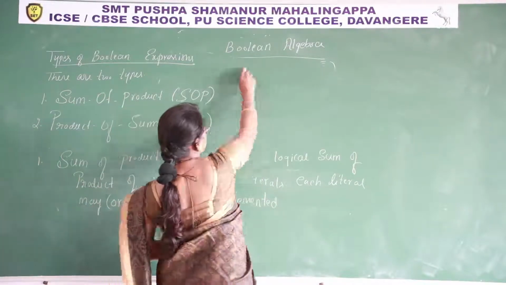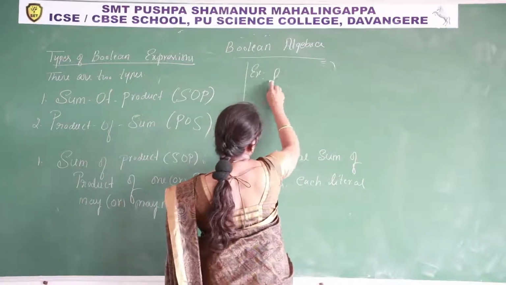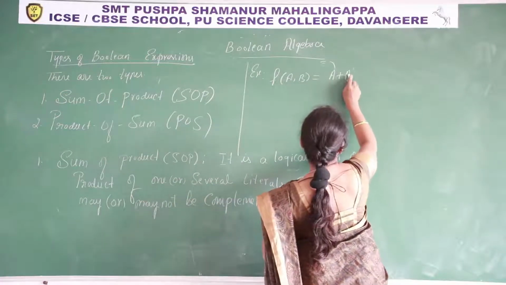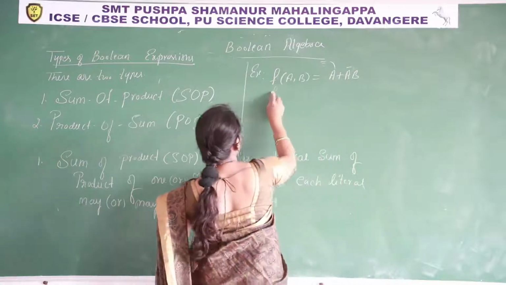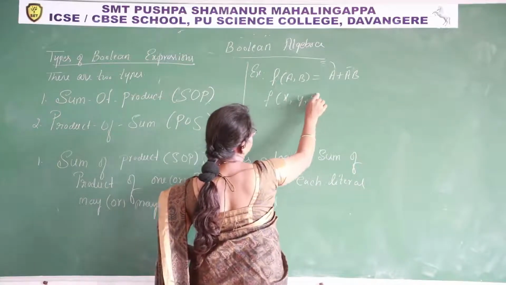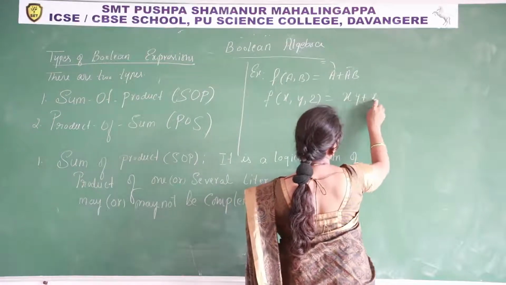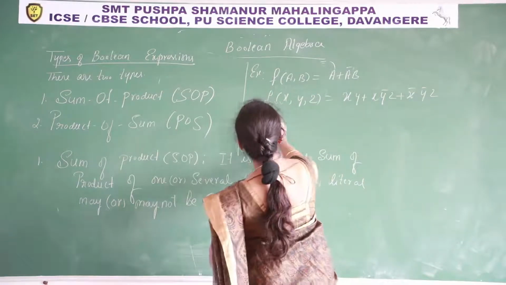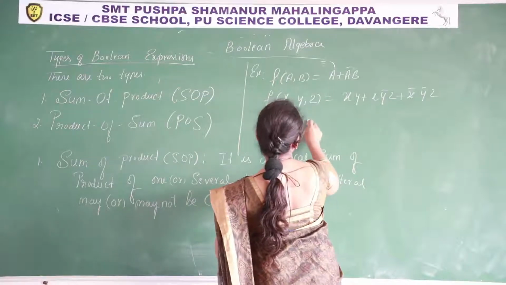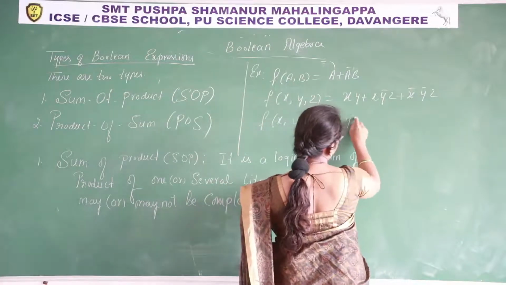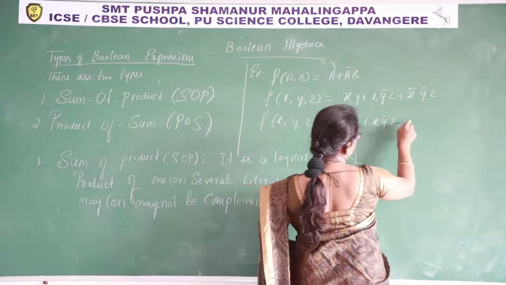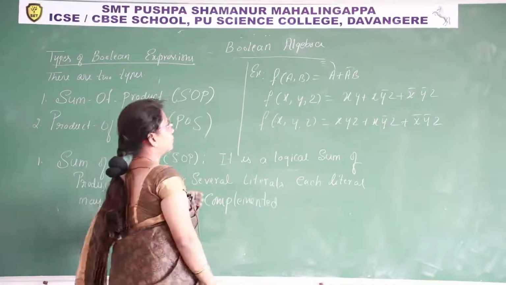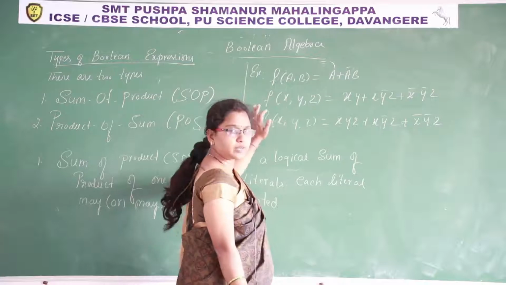Example, f of a comma b is equal to a plus a bar b. F of x comma y comma z is equal to xy plus xy bar z plus x bar y bar z. Another example, f of x comma y comma z is equal to xyz plus xy bar z plus x bar y bar z. So these are all examples of SOP expressions.